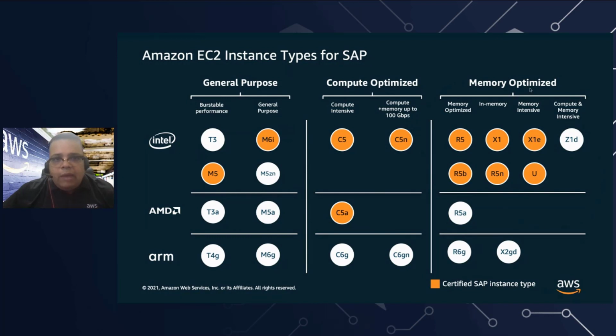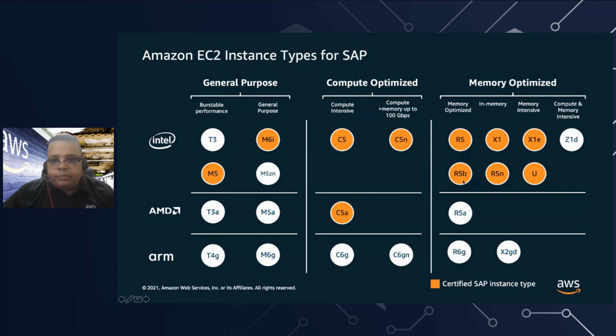And then finally, we have our memory optimized instances. Memory optimized instances are designed to deliver fast performance for workloads that process large data sets. Think of it as database applications. It can be Oracle, HANA, and so on and so forth, right? So the R5B instances are memory optimized instances that increase EBS storage performance by 3 times compared to the R5 instance. So that's the difference between R5 and R5B.